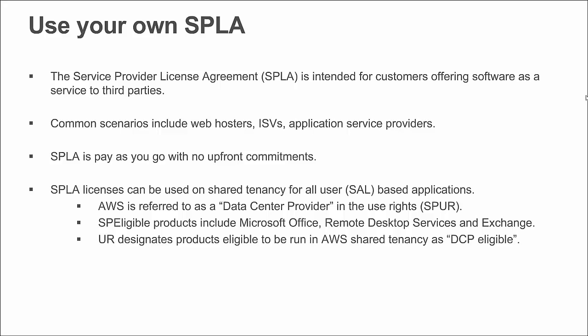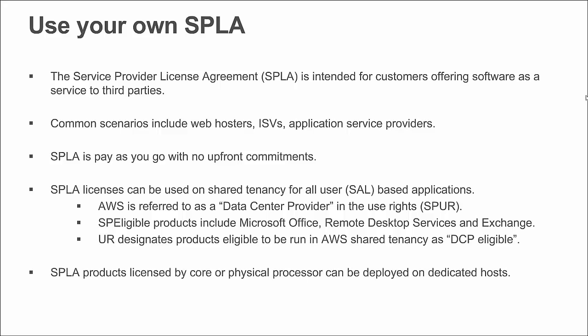Some of the eligible products in the SPLA include Microsoft Office, remote desktop services, some of the other products that we've talked about earlier, like Exchange. There are certain products that are designated that can be run in the shared tenancy. On the product sheet in your SPLA agreement, look for this DCP eligible portion notation on the products to indicate whether those are available or not. You can license the SPLA products by core or by physical processor, and you can deploy them on dedicated hosts as well if you would like to.